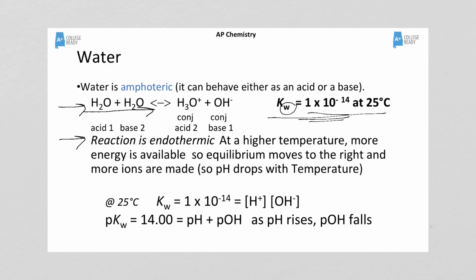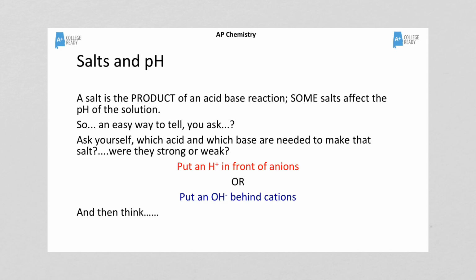Here's the Kw relationship with the ions that we saw on the formula sheet. And then there's our pH plus pOH relationship. Salts. Every time we have a neutralization reaction, like an acid plus a base makes a salt and water, a lot of salts are completely soluble and don't react with water, don't affect the pH, but there are some ions in salts that can react with water and can affect the pH.